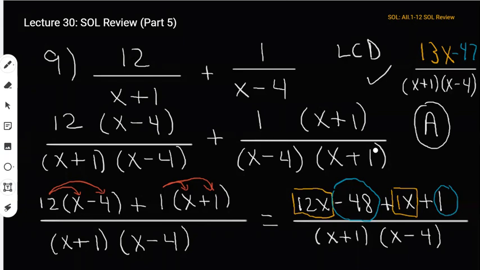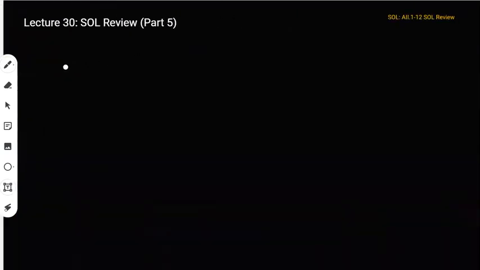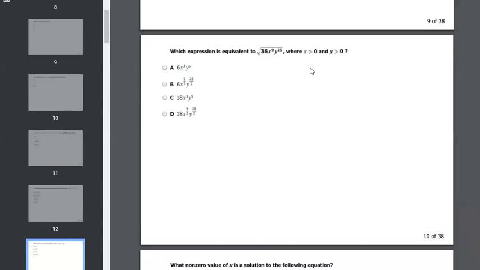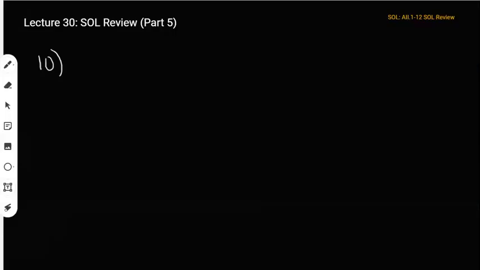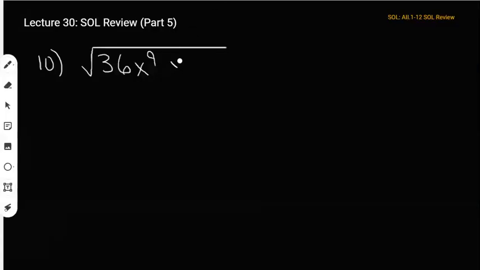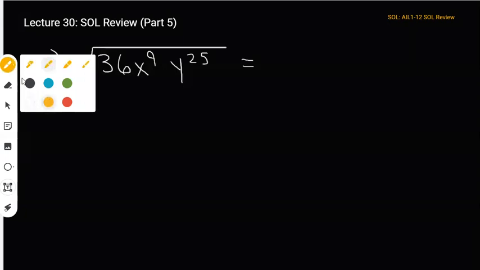Okay, let's do the last one we're going to do today, number 10. So 10 gives us a square root. And it asks us to simplify. So inside the square root, I'm going to have 36x to the 9th power. And then I also have y to the 25th power. So what I can do is I can start off by taking square roots.